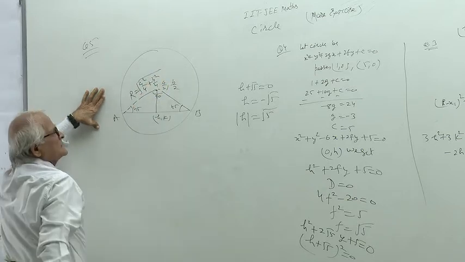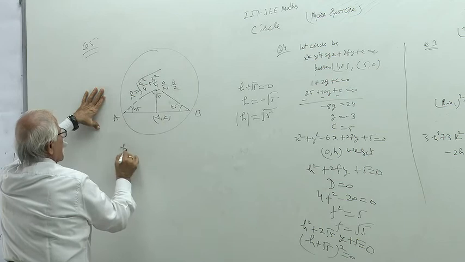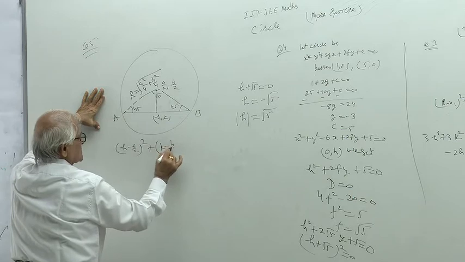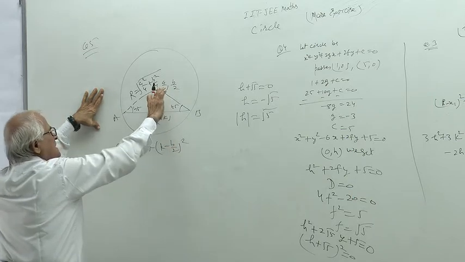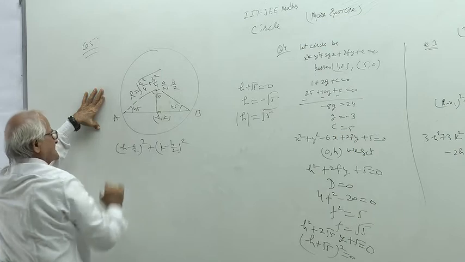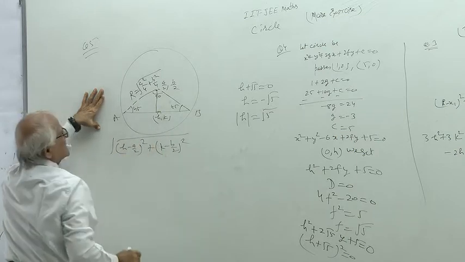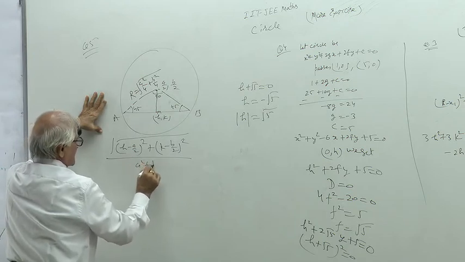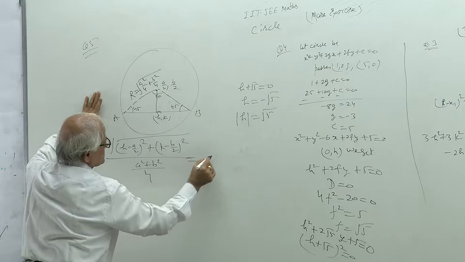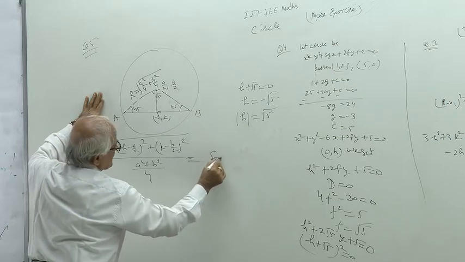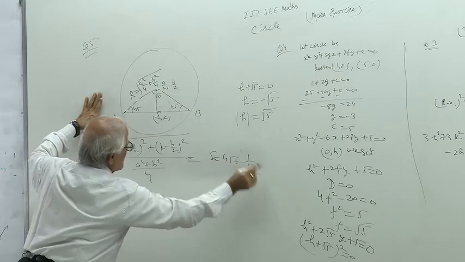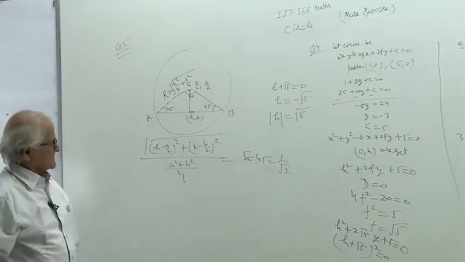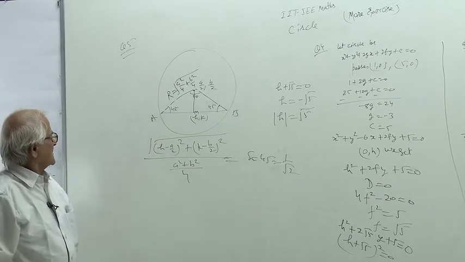Now this is 45. This distance between the middle point and the center is the square root of (h minus a/2) whole squared plus (k minus b/2) whole squared. This is the perpendicular, over r. R is root of (a squared plus b squared)/4. This is equal to sin 45, and sin 45 means 1 upon root 2. Now this is the required locus. We arrange and we will get the answer easily.